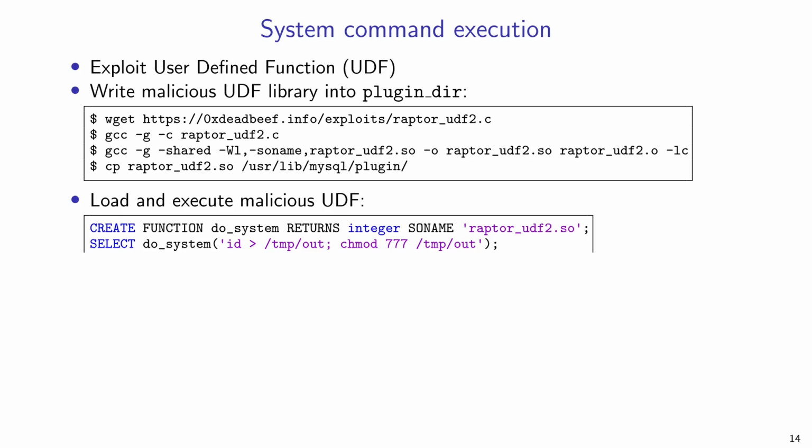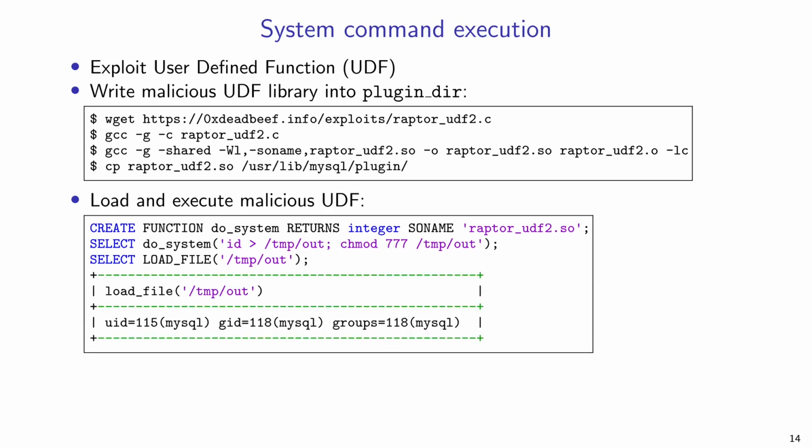In this example, the system command id is called, redirecting its output to a file. Then, using the load file function, we can read the content of that file, which shows that the MySQL database process is running under the mysql system user. So at this point, arbitrary system commands can be executed as the MySQL user. Typically, an attacker would execute a reverse shell to gain remote control over the compromised system by making it connect back to the attacker's machine.